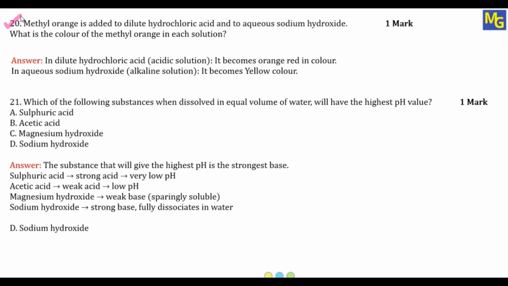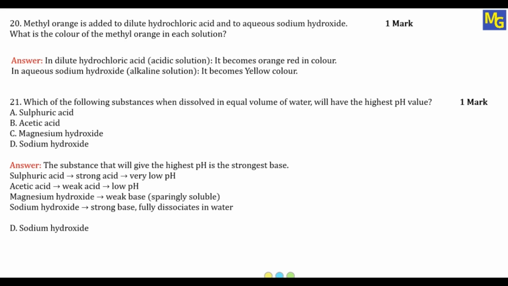Now question number 20. Methyl orange is added to dilute hydrochloric acid and to aqueous sodium hydroxide. What is the color of the methyl orange in each solution? So here we have to write the answer for this question. It is not a multiple choice question, so directly we have to write the answer for this.